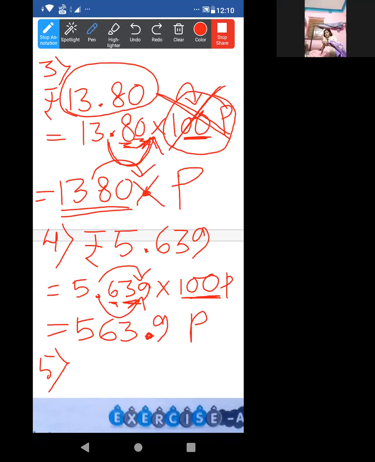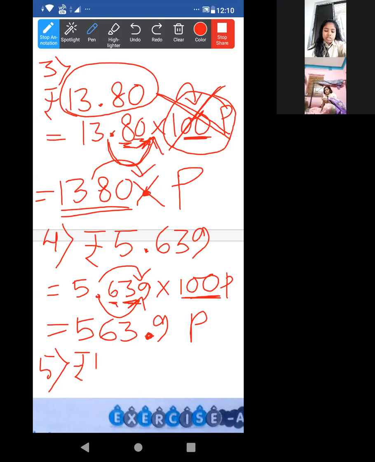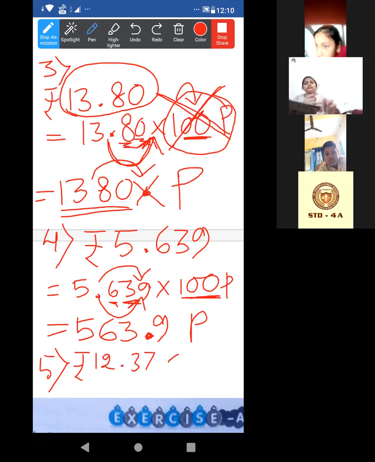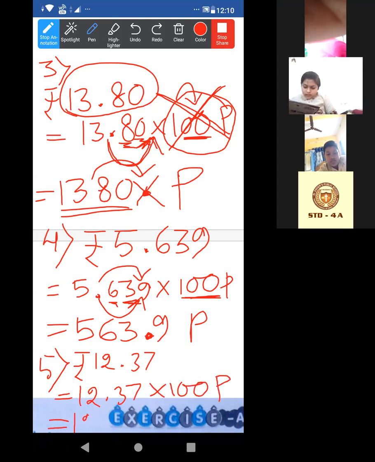Okay, now the fifth one. Rupees 12.37 is equal to how many paise? Just 12.37 into 100 paise. Then it will be this paise. Complete this one. Everybody complete this one.